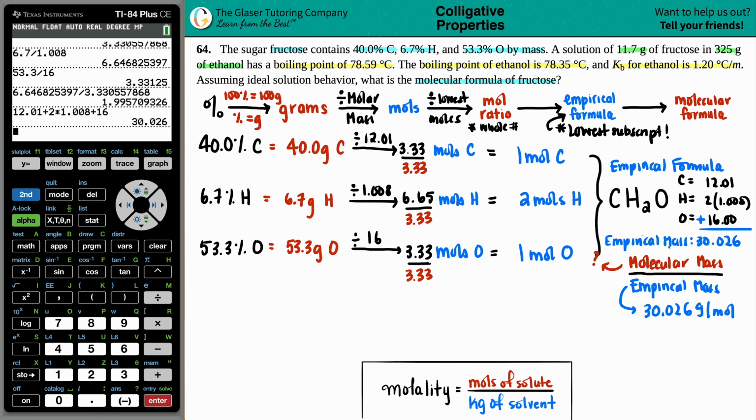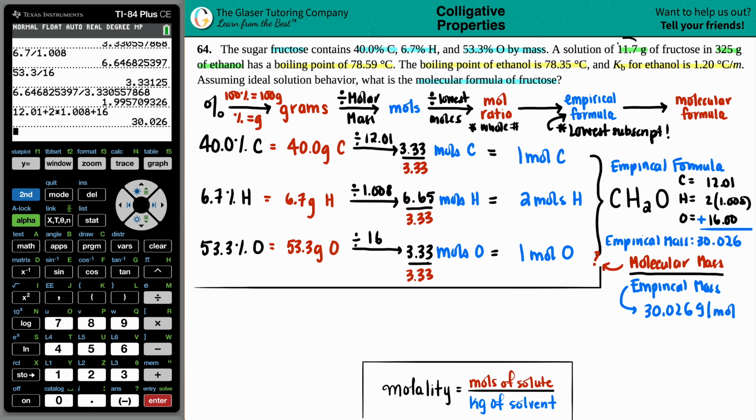Just kidding. Because now we use the next piece of information. So we've used all that we could with just these percentages. So maybe I'll just put a line here, because I'm going to now start working down here. Okay, so now they say that we have a solution of 11.7 grams of the fructose in 325 grams of ethanol, and we have a specific solution boiling point. They tell us that the pure boiling point of ethanol is 73.35 degrees Celsius.